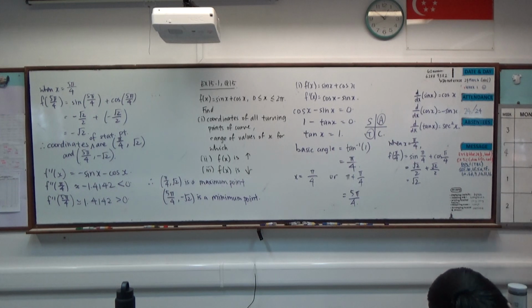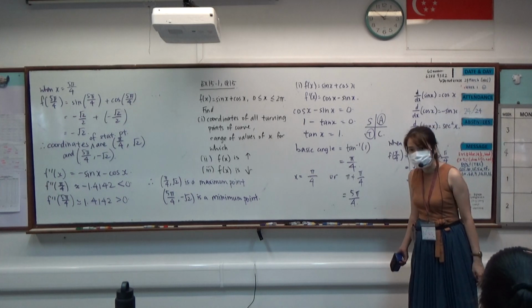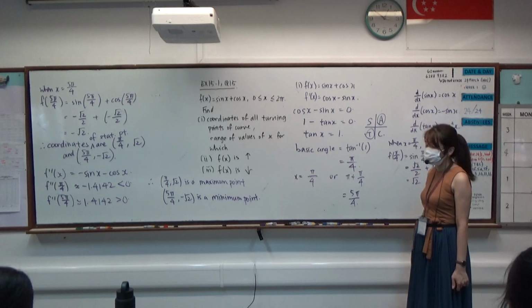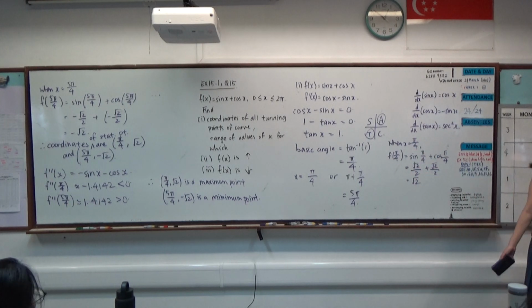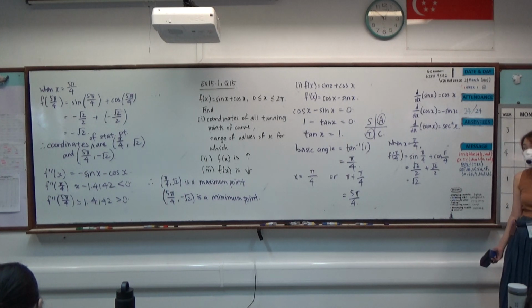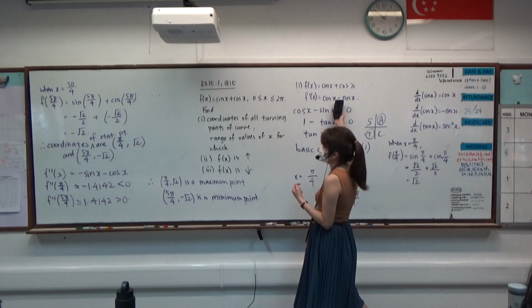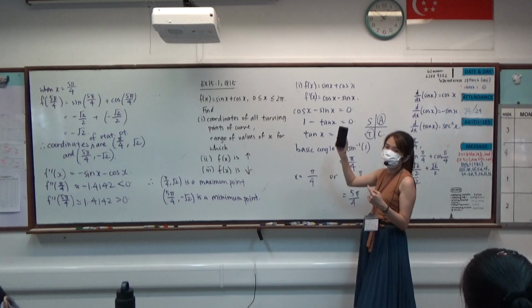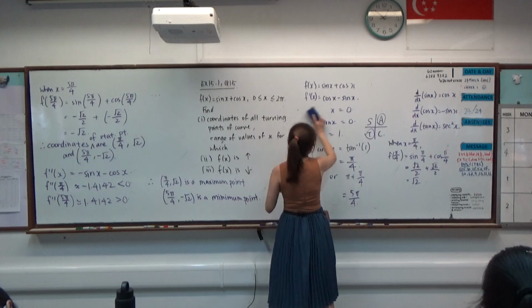Okay, next one we want to find the range of values of x for which f(x) itself is increasing. What is the condition for an increasing function? What must be the condition for your function to be increasing? Your first derivative must be more than 0, right? So our first derivative, we got it here already. So we need this to be more than 0 in order to determine the range of values of x. Let me just erase this part.